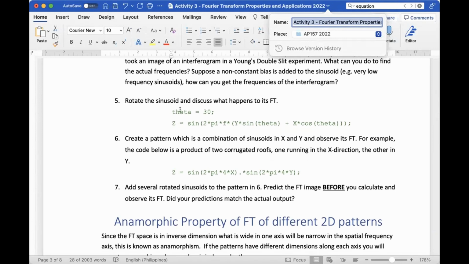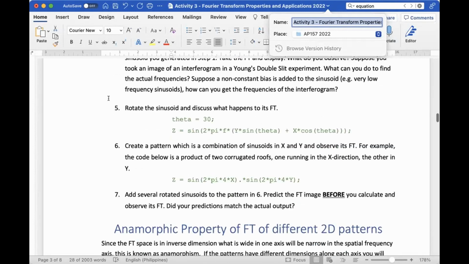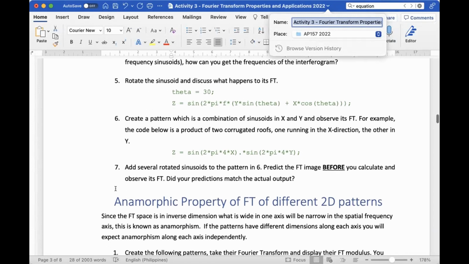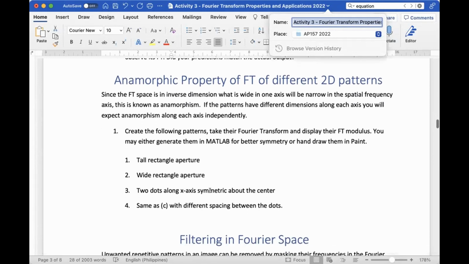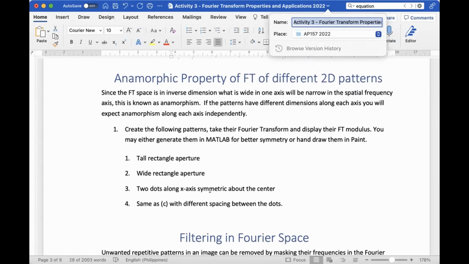Okay? So, I have done already up to step 4. You do step 5, 6, 7. Okay? And then you do this anamorphic property of FT. Ito lang ipapakita na anamorphic means pag mataba sa isang space, mapayat sa opposite space. Okay? Kasi 1/x nga yung dimension ng Fourier space.